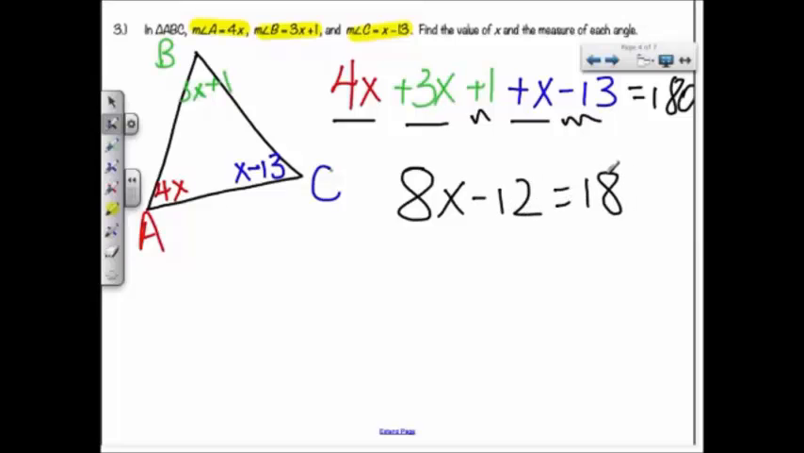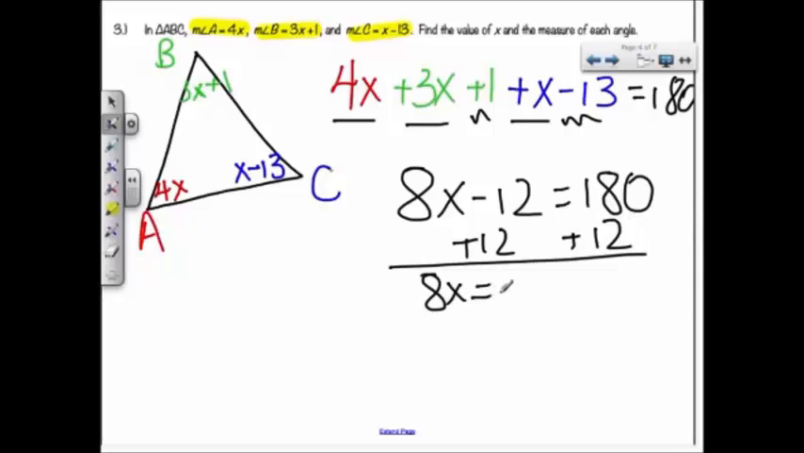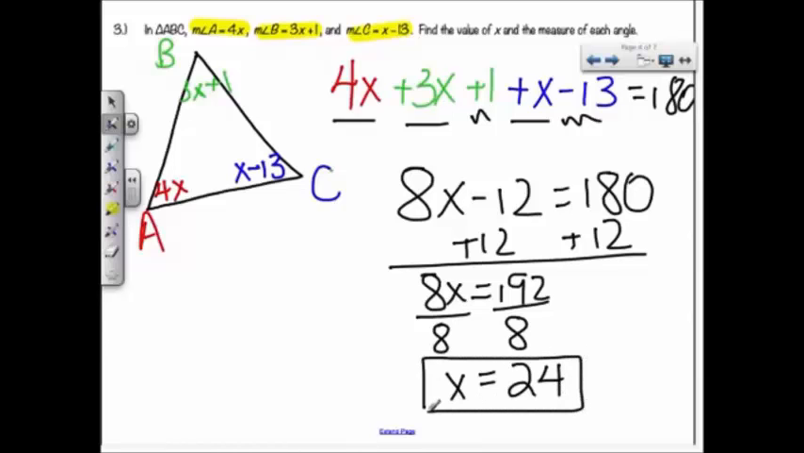that's equal to 180. Now I just have to solve the equation by adding 12 to both sides, and I end up getting 8x equals 192. Divide both sides by 8, and my answer is x equals 24. Now, that is part of the question because it asked us to find the value of x and the measure of each angle. So I'm not done, but I'm in really good shape right now for what I need to do.